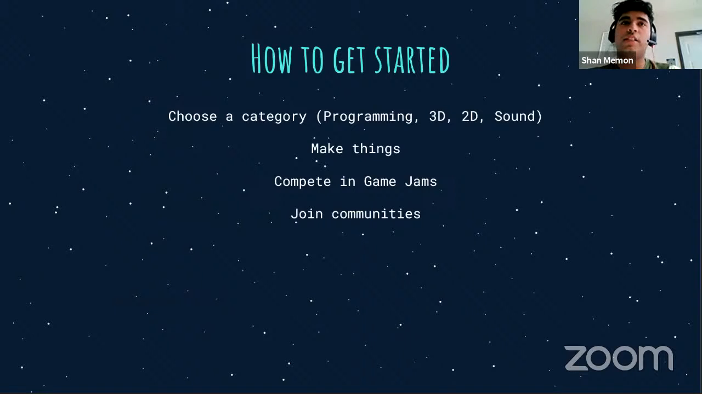With game development, I'd say how to get started is choose a category. Like you want to either do programming, 3D, 2D, sound. I started with programming and then moved into 2D and 3D. And I haven't really touched sound too much, but I usually just download assets online. And then you just want to make things. I mean, that's how you learn. You just make things, compete in game jams, compete in hackathons. They really test your rapid prototyping, I'd say, in game jams.